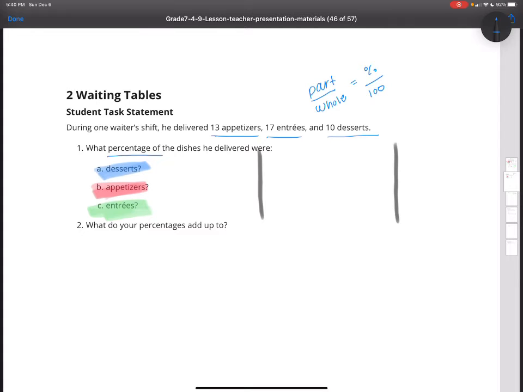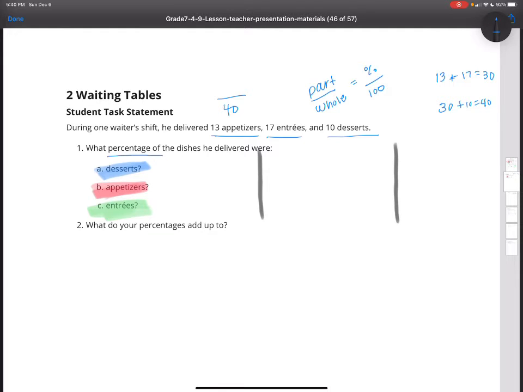What I want to do is add them together to figure out what my whole is. All right. So 13 plus 17. 3 plus 7 is 10. 10 plus 10 is 20. So this would equal 30. You're probably at home saying, why did I do it like that? I just like breaking it down to make it easier for you guys to add. And then I want to add 30 plus 10, which equals 40. So our whole in this problem is 40. Regardless of whether it was a dessert, appetizer, or entree, he delivered 40 dishes.